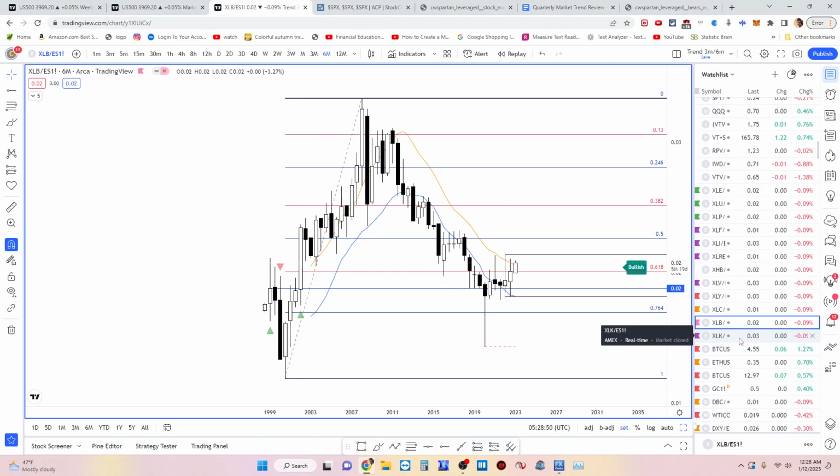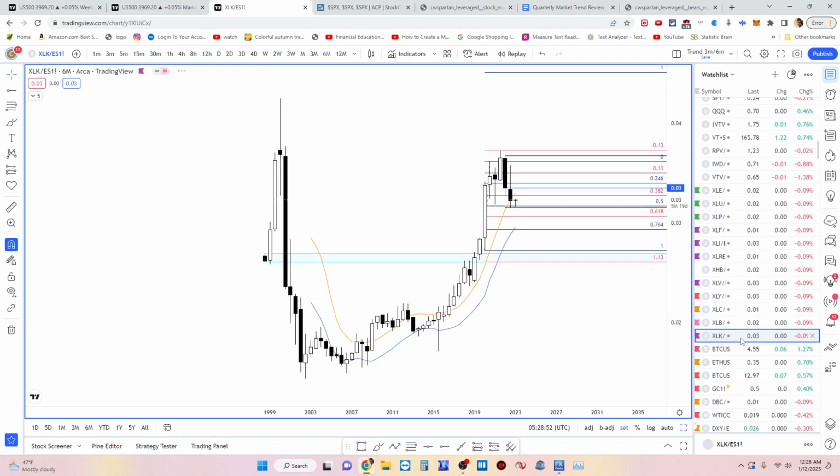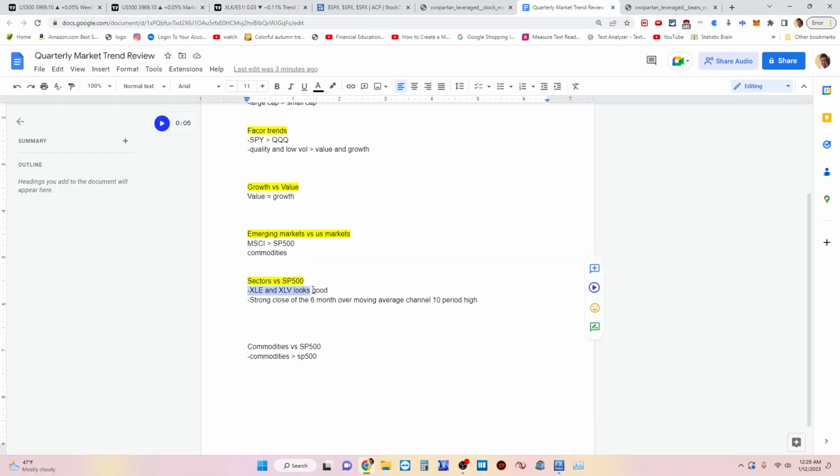Materials, it hasn't closed the 6 month above the moving average channel high yet. And tech, it's starting to go into the moving average channel, which is not good. It's a sign of weakness and possible reversal to the downside. We don't know yet. We have to see it play out 6 months, but it's not looking good. Energy and healthcare look good, with a strong close of the 6 month over the moving average channel 10 period high. So that is the conclusion of that market trend review.